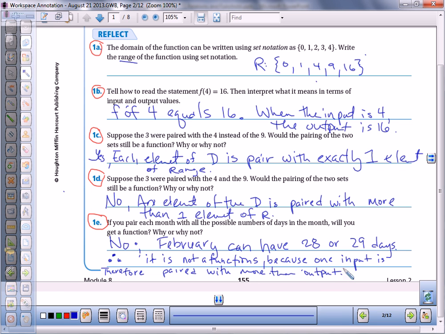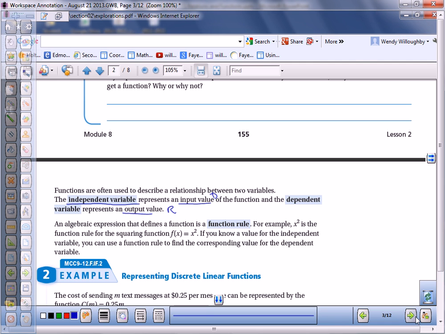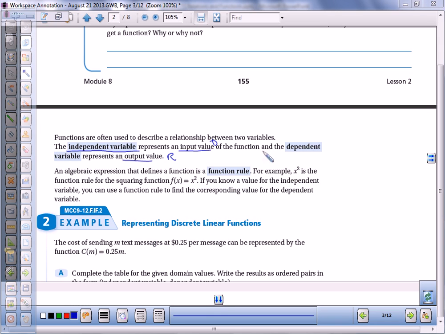Alright. Now, this is a tie into science, so we're on page 156 finally. Sorry for those of you who were there earlier when I told you to go there.